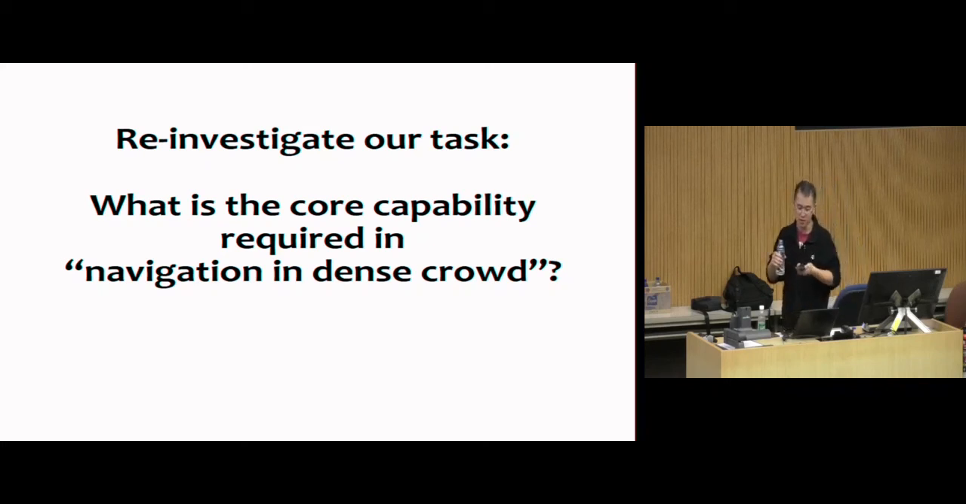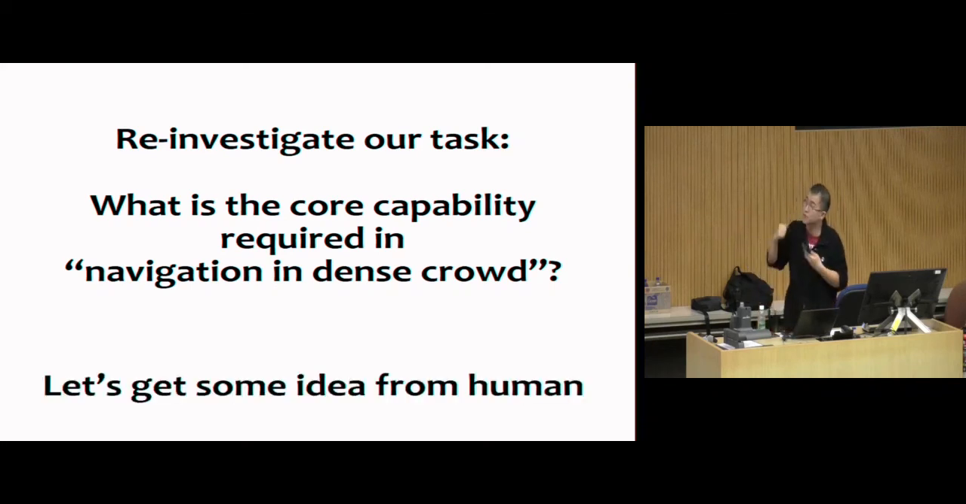Let's see our idea. Let's first think, what is the core capability required in navigation in dense crowds? What is the core capability which is very, very simple, but it is a must, that you must do very well so as to accomplish high quality navigation in dense crowds? It is difficult to see that by yourself, so we can get some ideas from humans. Let's first look at some videos.